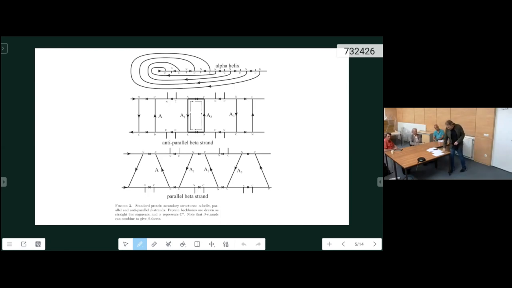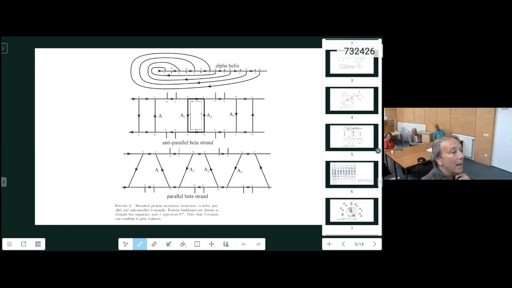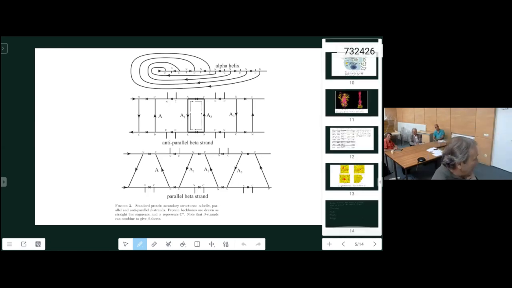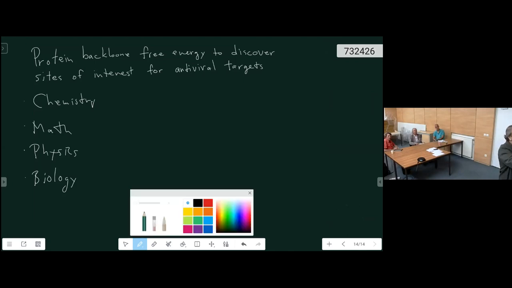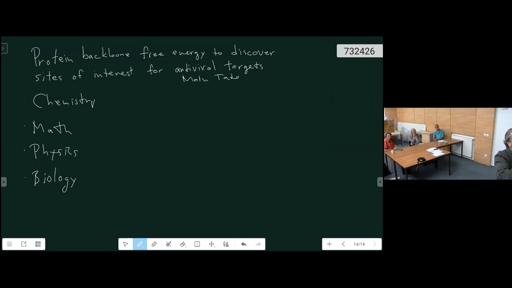We can move on to the mathematics, but before we do, let me write this down and explain the main takeaway from our discussion of the chemistry. It is simply that proteins give concatenations of planar peptide groups.